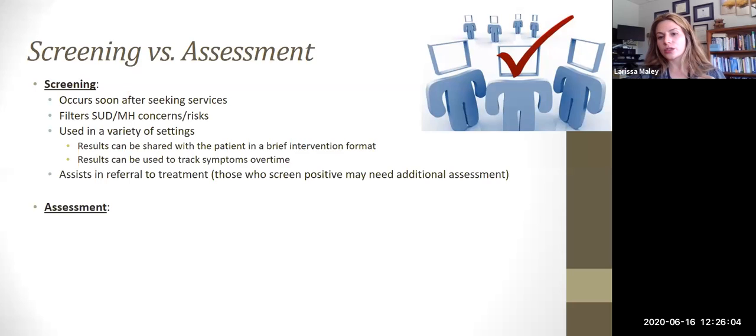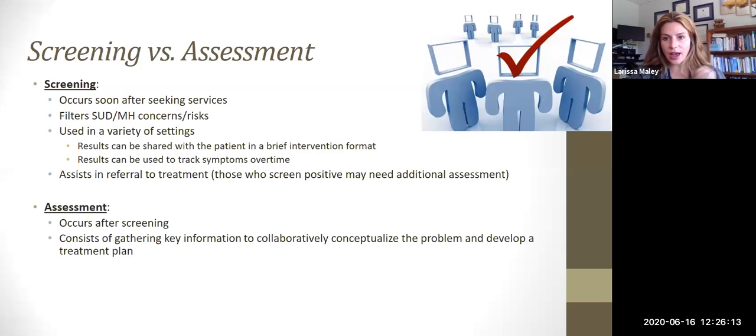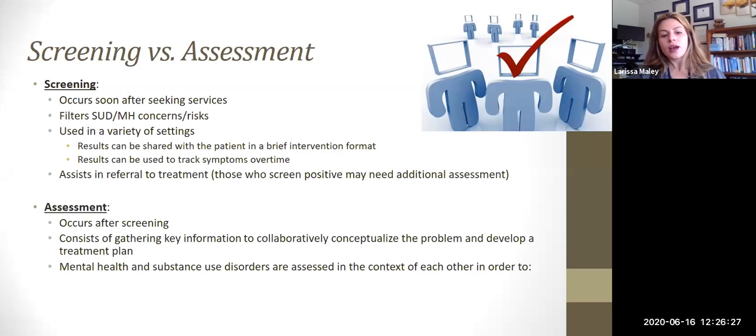And it also helps us to be able to make more targeted interventions when we have a better snapshot of what's going on. That's different than assessment. Assessment occurs after screening. And that is really where we're going to gather a lot of information as well as collaborative information to be able to make the conceptualization of what the person's problems are, their diagnosis, and then their recommended treatment plan. And their mental health and substance use are assessed within context of each other. So that's that really thorough H&P, psychodiagnostic evaluation, which might have some more targeted screeners or self-report assessments connected with them.